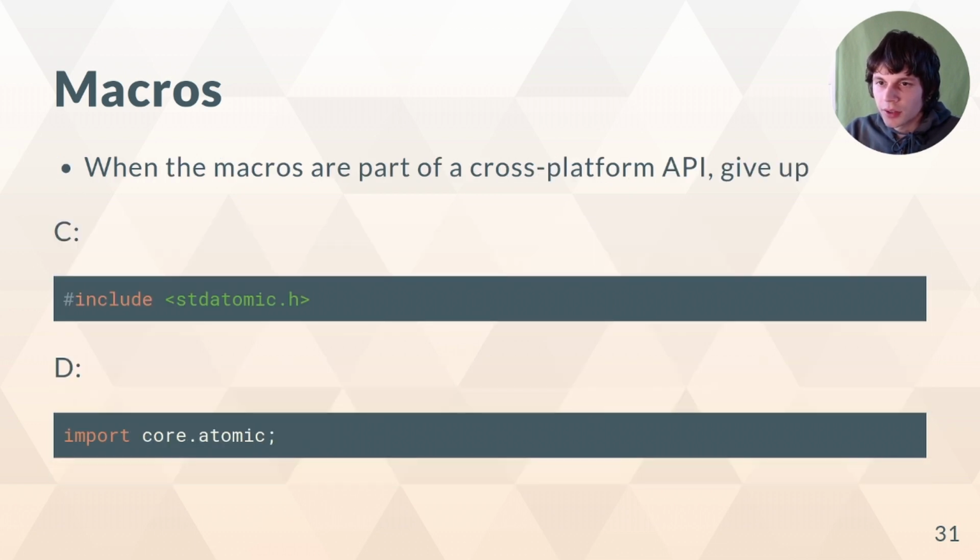Now, when the macros are part of a cross-platform API, my advice is to just give up. Expanding them is not going to be cross-platform, and translating them is going to be really difficult, so try to find something equivalent that also already exists. One C library I translated uses stdatomic.h, which provides atomic operations in the form of macros, and there's no easy translation of that to D, so I just converted them to the equivalent in core.atomic.